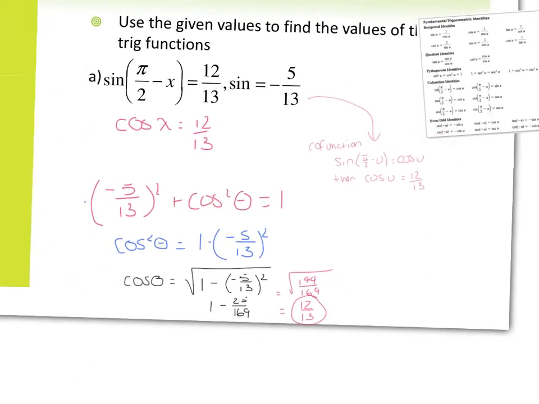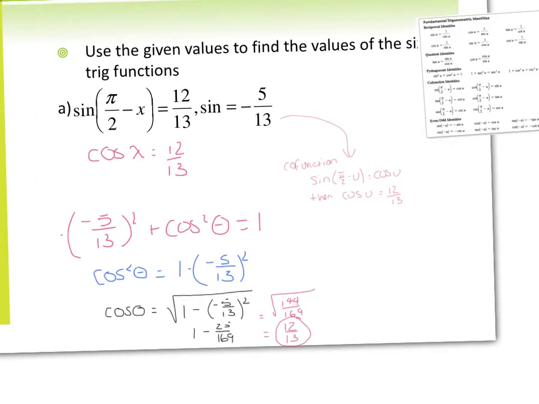Or you can provide the Pythagorean identity and give me the solution for cosine. So you can't just write cosine equals 12 over 13. I want to see some kind of proof. What is allowing you to get to cosine is equal to that value? Okay? Cofunction allows us to do this. The Pythagorean identity allows us to do this. And now I'm going to use reciprocal and quotient identities to find the rest.